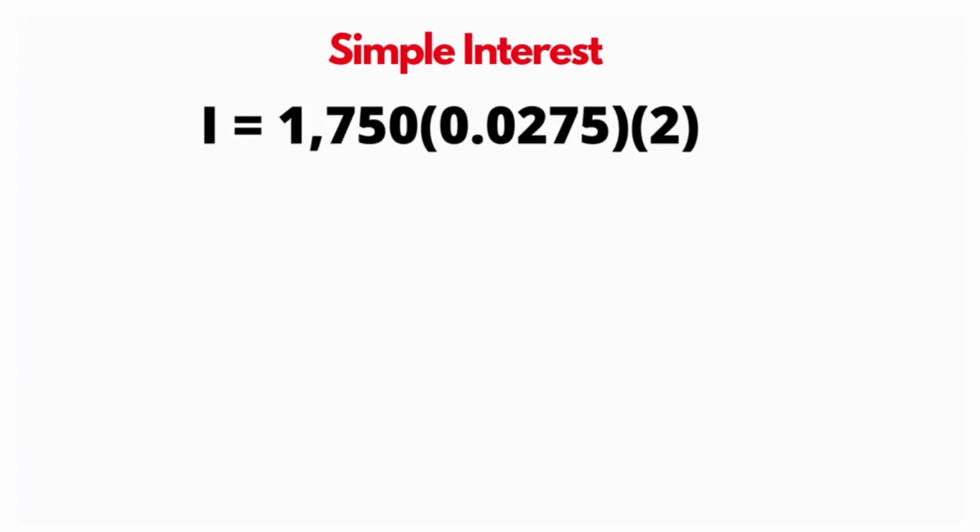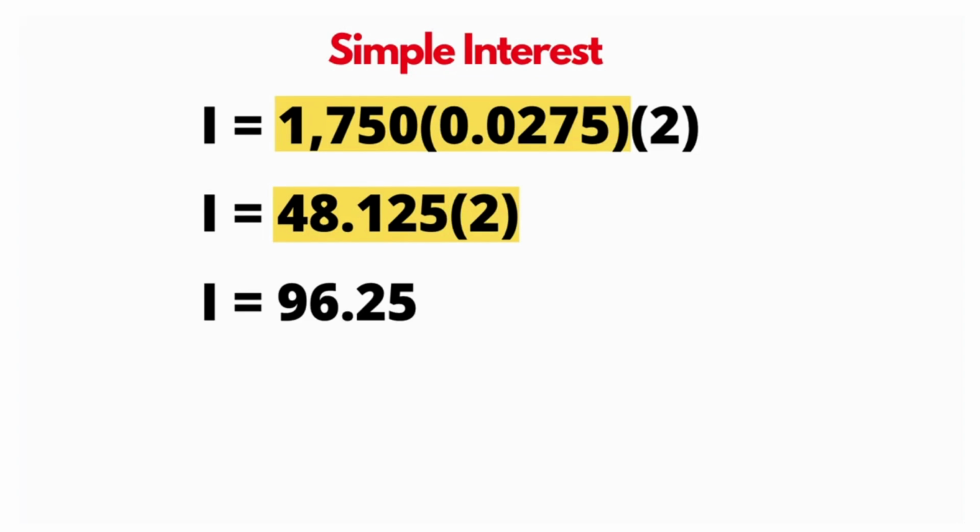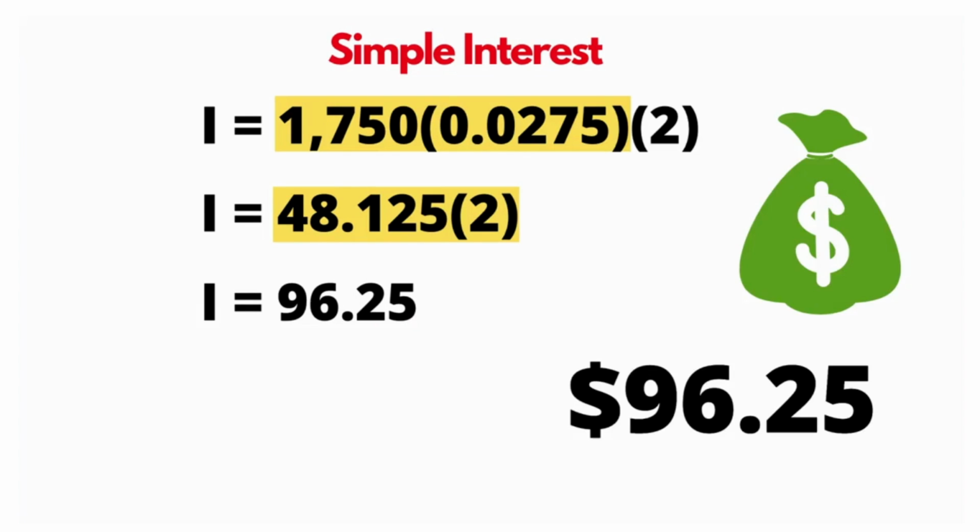So let's start with our simple interest. We have all our numbers in there, and let's go ahead and multiply this out. If you have a calculator, it'd be easier to grab a calculator and do this. We'll do 1,750 times the decimal form of our percentage rate. From there, we get 48 and 125 thousandths times 2. We multiply those together, and we get an interest of $96.25. So we have our simple interest. That was a little bit easier to work with.